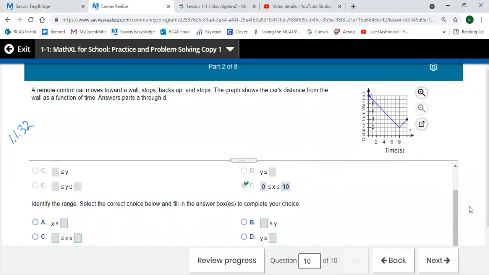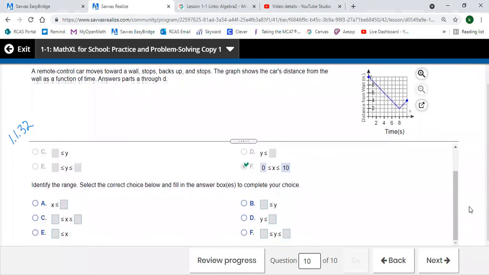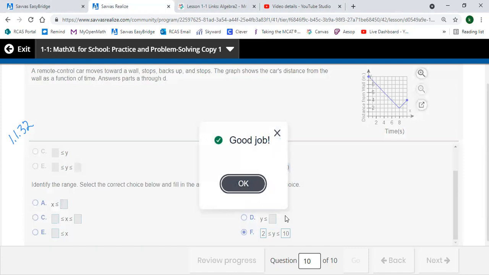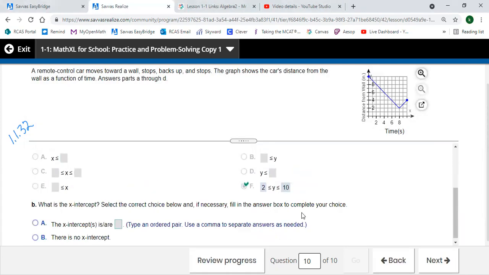So remember, the range is like the Y. So if you look at this graph, the Y starts down here at 2, and the highest it ever gets up there is up at that 10. So from 2 to 10, but it's on my Y. So 2 to 10. Enter. All right. Cruising along so good so far.